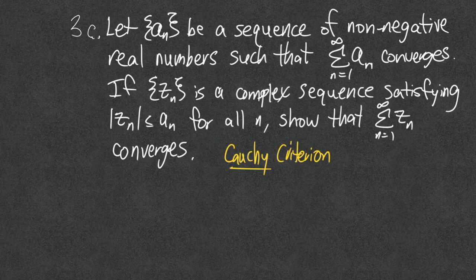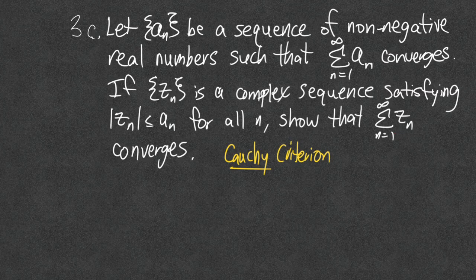So here's a problem. It says, let a sub n be a sequence of non-negative real numbers such that the series converges. If you add all of them from n equals 1 to infinity, that's going to converge, meaning that this actually equals a real number. If z sub n is a complex sequence satisfying this inequality, meaning the modulus is always going to be bounded by this, show that the series of z sub n's converges.